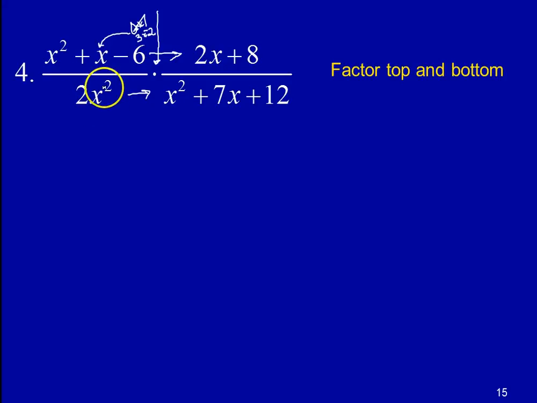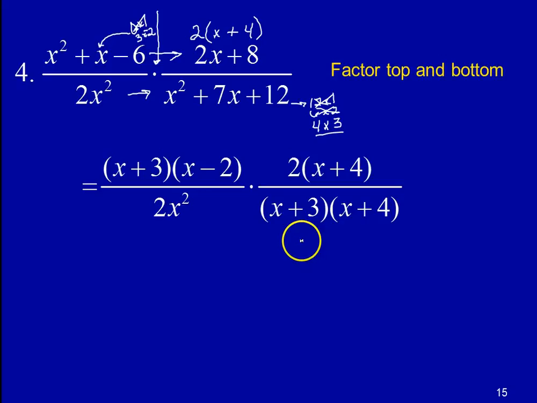Down here on the bottom, I can't do anything with 2x squared. Over here on the right, 2x plus 8. I can't necessarily factor it, but I can take something out. I can take out a 2, leaving me with x plus 4. Down here on the bottom, I can factor. 12 is 12 times 1, 6 times 2, 4 times 3. How do I get 7? Not 12 and 1, not 6 and 2, but 4 and 3. So we factor. We have (x + 3)(x - 2). Take that 2 out, and (x + 3)(x + 4).